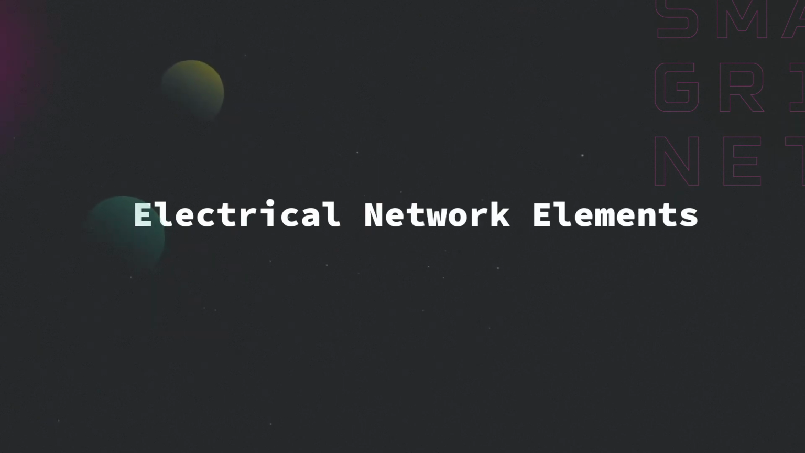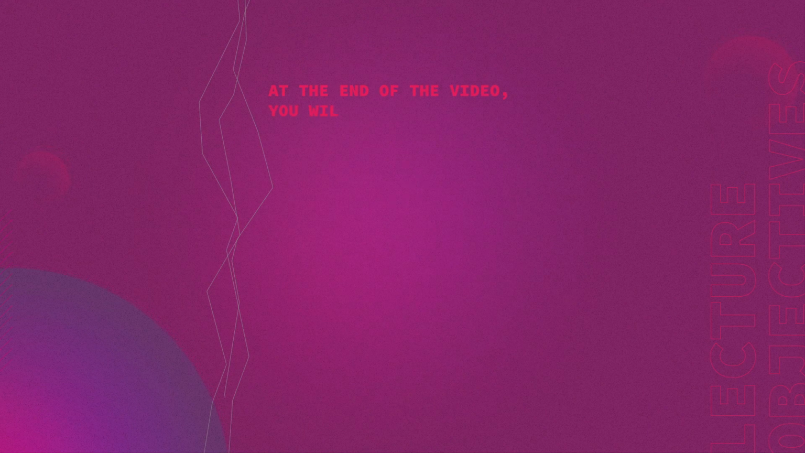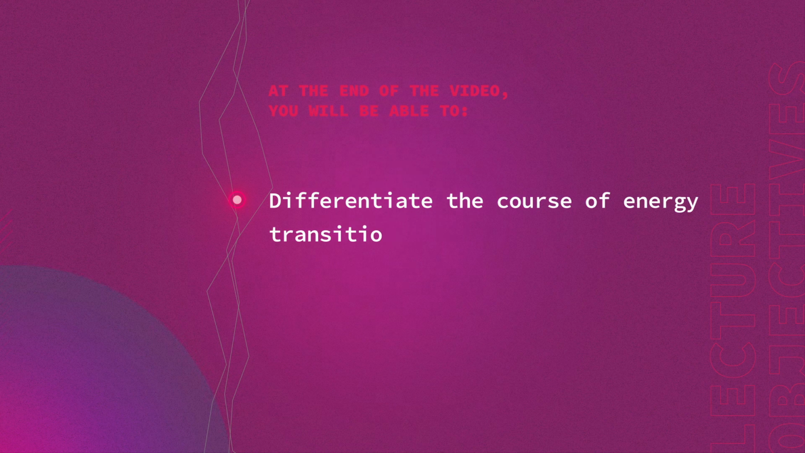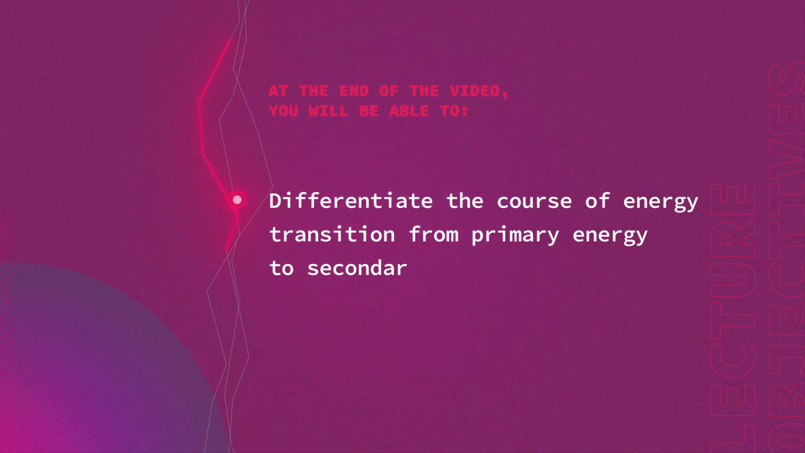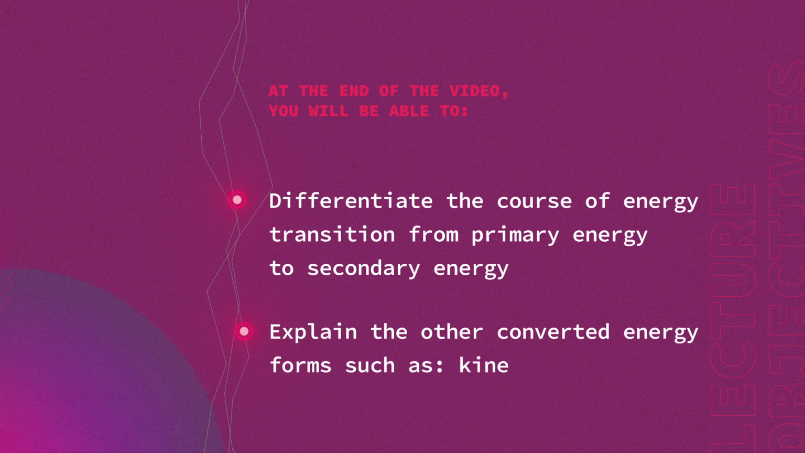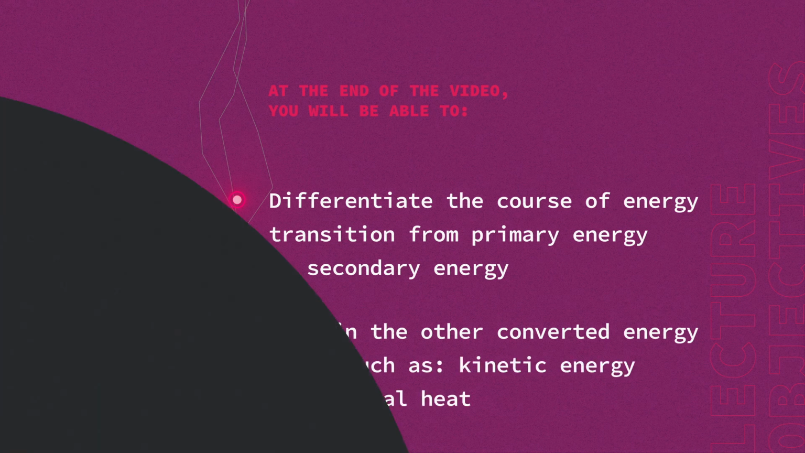Electric network elements. Different energy types. In this video, we'll talk about the different types of energies. At the end of this module, you will be able to differentiate the course of energy transition from primary energy to secondary energy, and explain the other converted energy forms, such as kinetic energy and thermal heat.